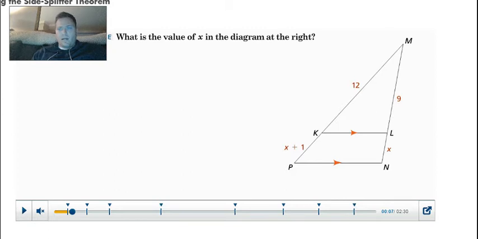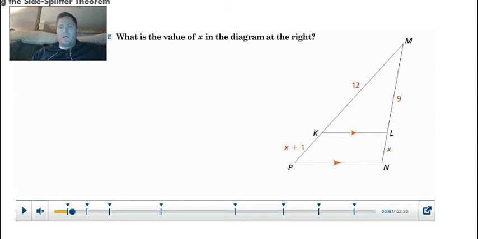So we know that this side right here is going to be proportional with this side, and as far as the yellow, these two sides right here are also going to be proportional. Okay, so there are a couple different ways to set this up. We can set this up two different ways.